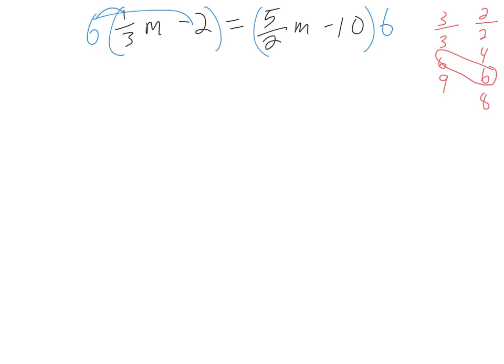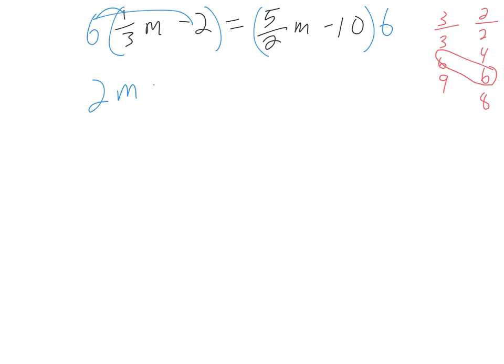6 times 1/3 is 2. So 6 times 1/3 m is 2m. If you are unsure as to why 6 times 1/3 is 2, again, please pause and ask a teacher at any given time during any of these problems. If you get confused with the arithmetic, meaning the multiplication or the division, hit pause and ask a teacher and they will explain it to you. So 6 times 1/3 is 2, so 6 times 1/3 m is 2m.